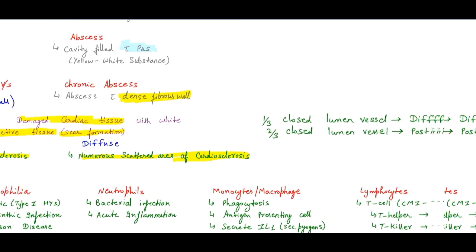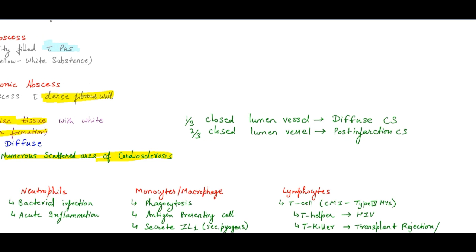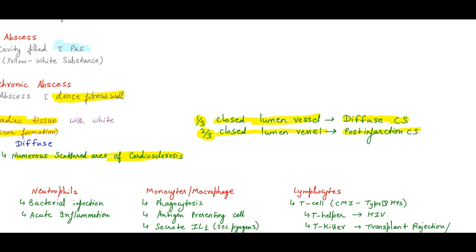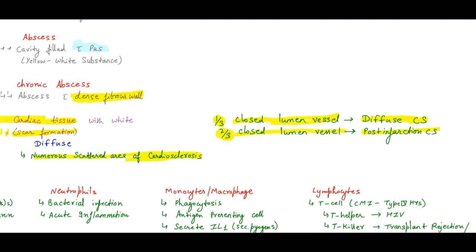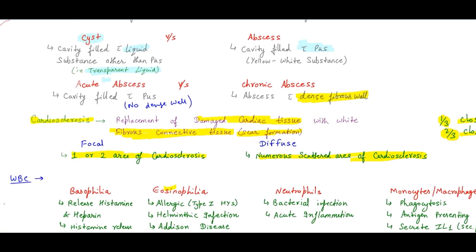Okay, now let's go to the one base question. In the base question they are saying that if there is a 1/3 closed lumen vessel, it will be diffuse cardiosclerosis. Now if there are 2/3 closed lumen vessels, it will be post-infarction cardiosclerosis. So just remember it as it is: diffuse cardiosclerosis 1/3, post-infarction 2/3. That's all. So remember focal and diffuse.